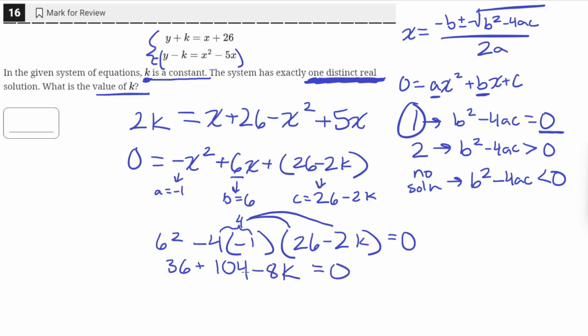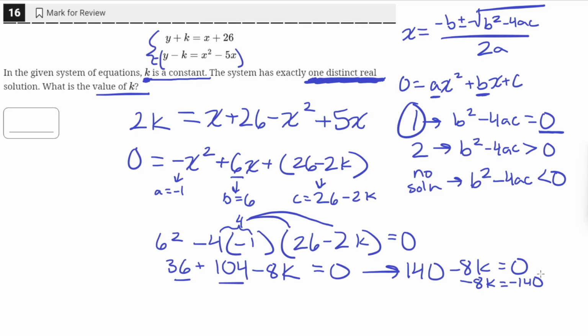So then we have this equation here. Now let's just combine these two like terms. So 104 plus 36, that's equal to 140 minus 8k equals 0. So then we can move the 140 to the other side to get negative 140. So then we have negative 8k equals negative 140.